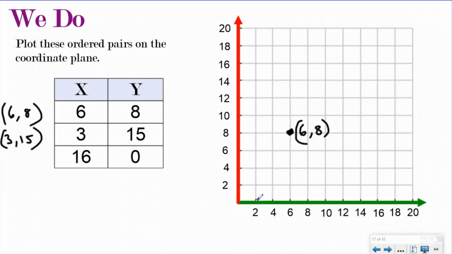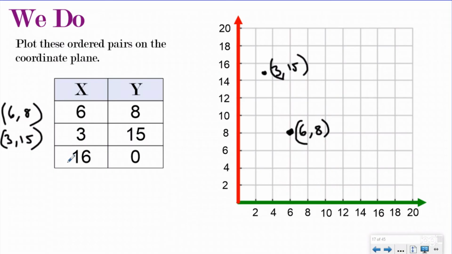So if I know that I have 2 and 4, well, halfway between 2 and 4 would be 3. So really I'm going to shuffle over 2 and then halfway between 2 and 4. I'm not going to be directly on a line. I'm going to be in between them. And then I'm going to shuffle up 15. So I'm going to go 2, 4, 6, 8, 10, 12, 14. And then again, halfway between 14 and 16 would be 15. So I'm going to kind of look like I'm in the middle of nowhere right here, and my ordered pair would be 3, 15. Again, I took into account my interval, and I know that halfway between 2 and 4 would be 3, and halfway between 14 and 16 would be 15.